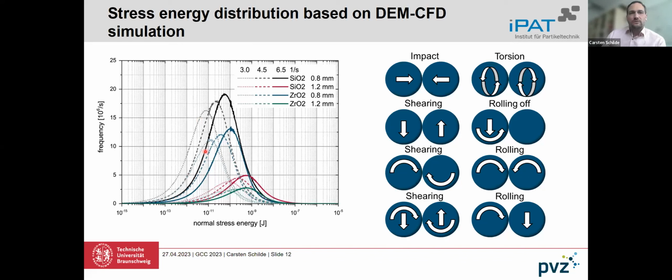And what you can do also is take a look not only at the normal stress energy, you can also take a look at what about torsion stress energies, what about shear stress energies, rolling, or combined versions, which look a little bit weird.